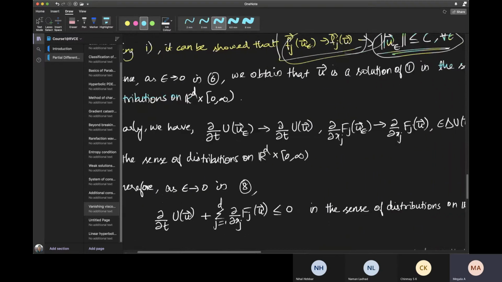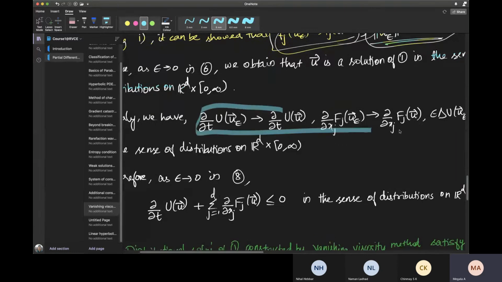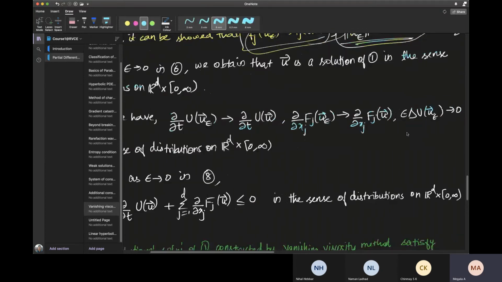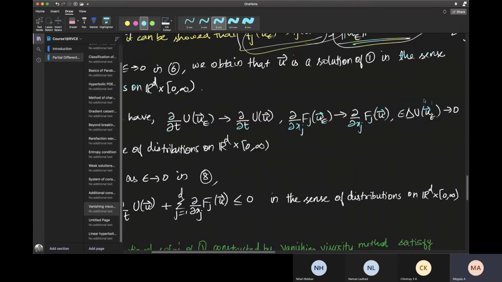Similarly, now we make a similar argument on the entropy function. ∂/∂t of the entropy function of u vector epsilon approaches ∂/∂t of the entropy function of the actual conservation law. Similarly, the entropy flux function of the epsilon viscous PDE approaches the entropy flux function of the actual conservation law almost everywhere. All of this happens almost everywhere, but not at all points. So just notice that. And also if epsilon approaches 0, then obviously epsilon times the Laplacian of u also approaches 0.